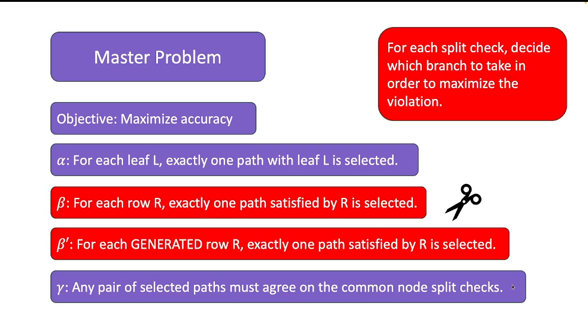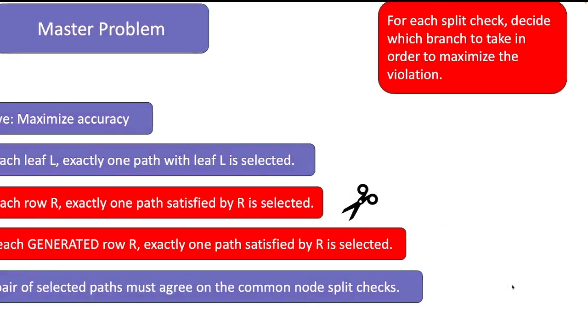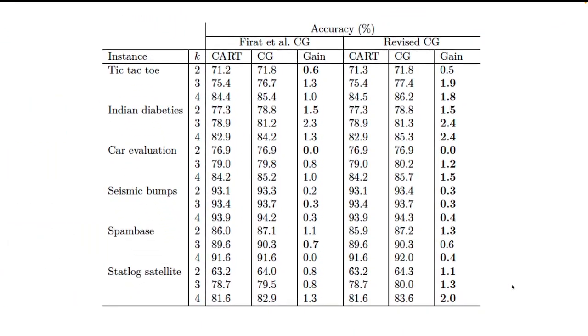So overall, everything basically worked out well and brought some benefits. The numbers are over here. These are the training accuracies on the small data sets which have more than 500 data points but less than 1000 data points. Compared to CART, both the column generation algorithms are doing better, and compared to Firat, we are slightly better, but the improvement is consistent. It kind of worked out.